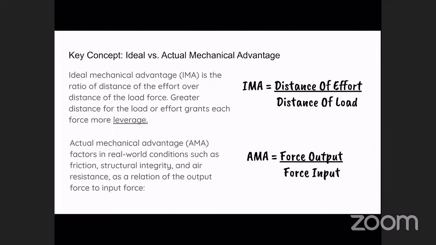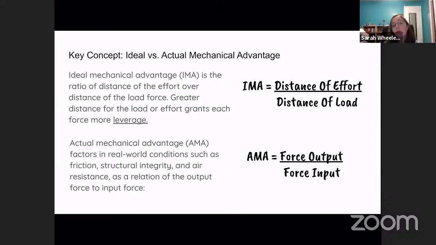Great. All right, so we're talking about the ideas of ideal versus actual mechanical advantage. I just discussed a little bit of the difference between the two, as well as what ideal mechanical advantage is. So if you could go ahead and elaborate on that and introduce us to actual mechanical advantage. As opposed to ideal mechanical advantage, actual mechanical advantage factors in real world conditions such as friction, structural integrity, and air resistance as a relation of the output force to input force. So, of course, it is more accurate in the real world.